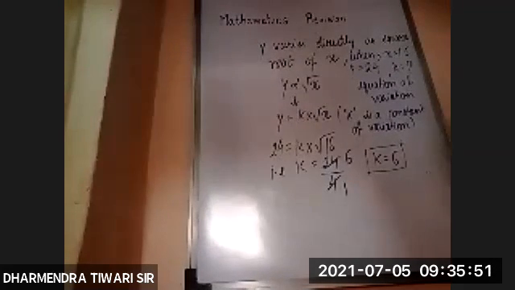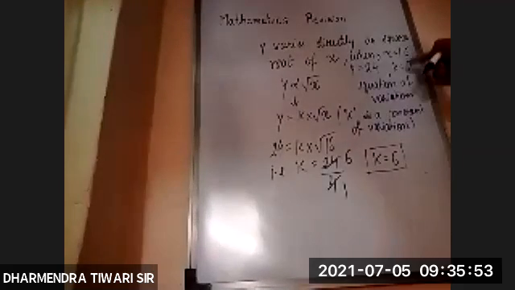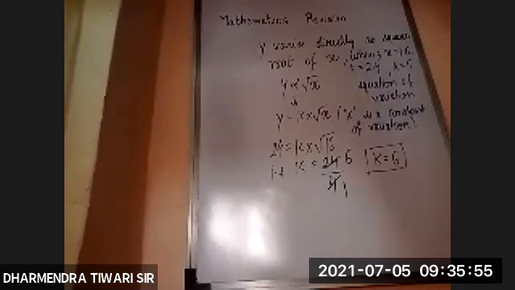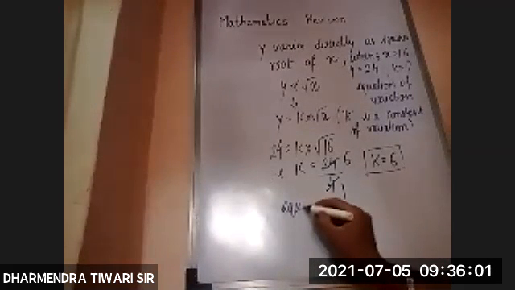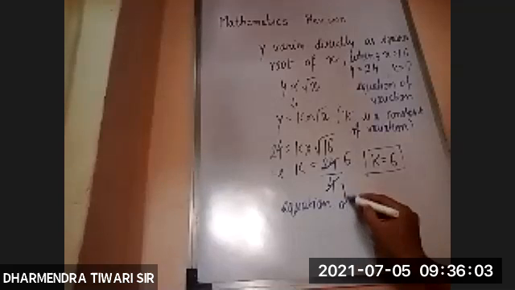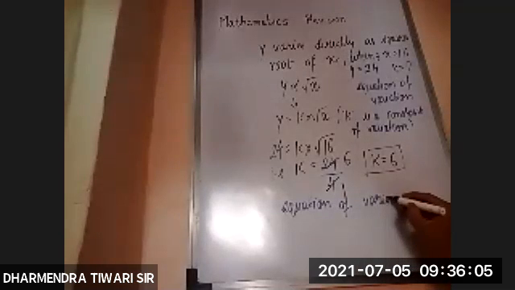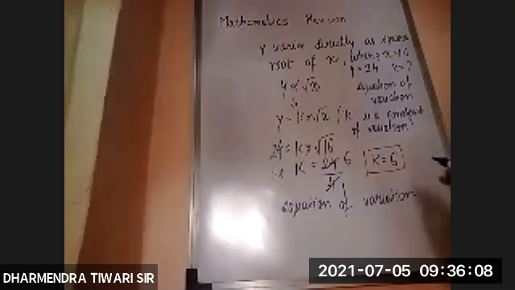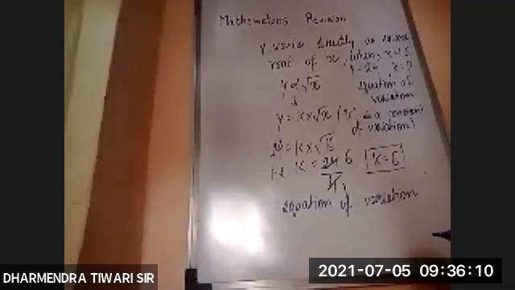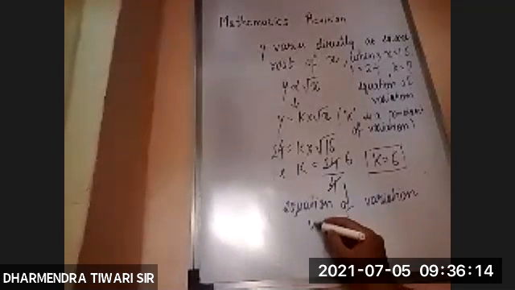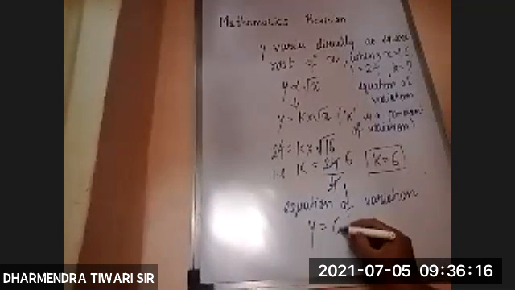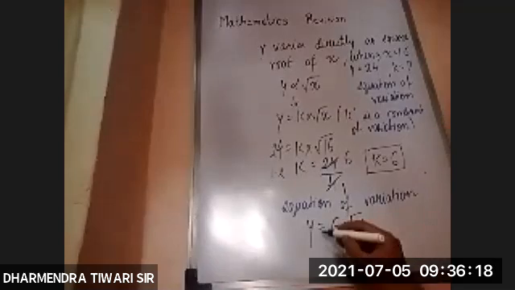Now once you have the value of k, they're asking us to write the equation of variation. Equation of variation: y is equal to the value of k, 6, into root x. This is the answer.